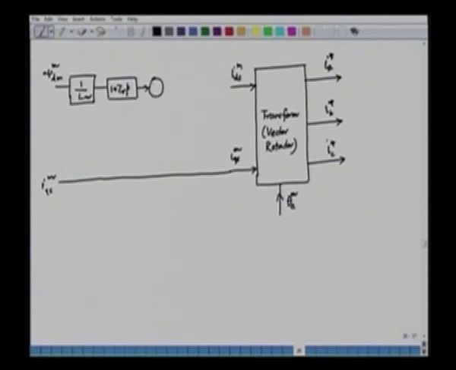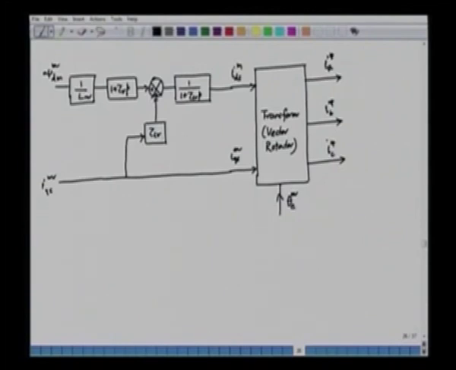Then we have a summer, and then we have again a gain block, that is 1 by 1 plus tau Lr p. This is IDSM, and here we have to add also a component of IQS as per the equation. So, this is tau Lr, and this is coming from IQSM, and then the slip speed is also involved here.